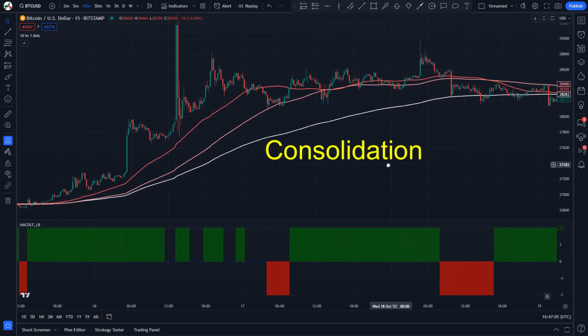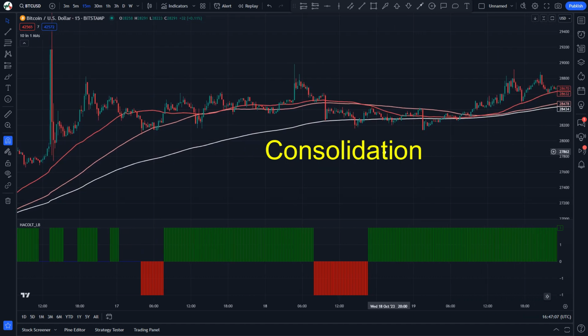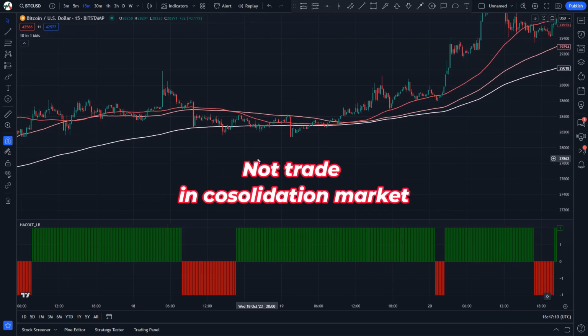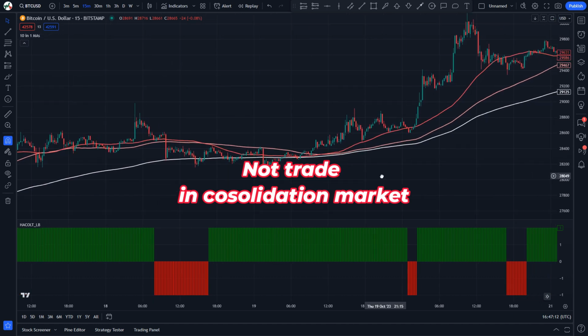Market consolidation is highly likely when price does not respect moving averages. You should not open positions during these market conditions.